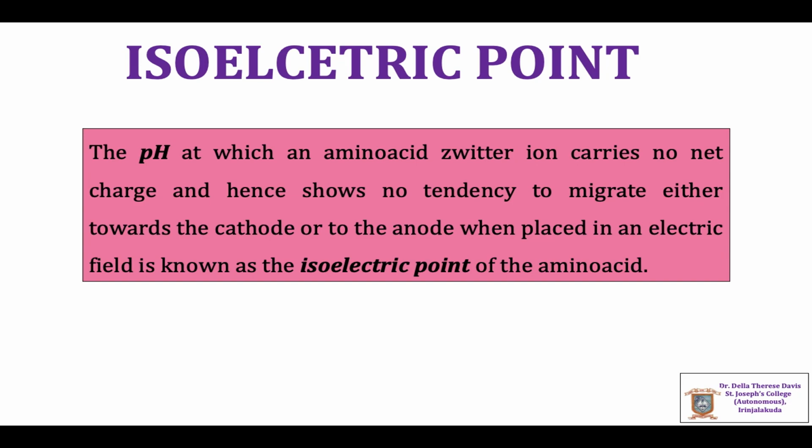The isoelectric points of neutral amino acids will be close to 7. That of the acidic amino acids will be less than 7, around 2 to 3. And for basic amino acids, the isoelectric point will be above 7.